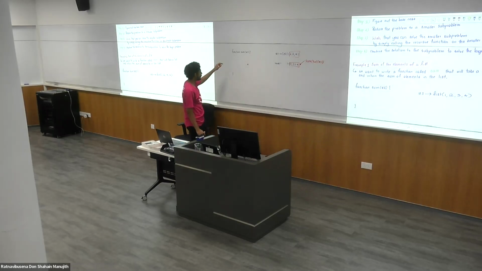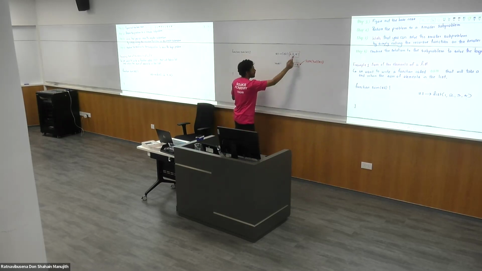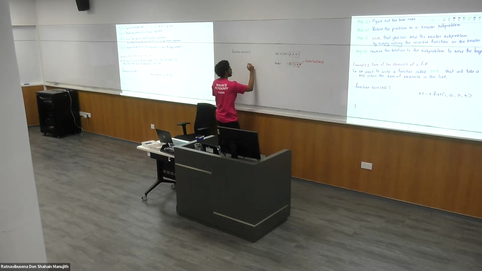Now look here. I want to sum xs. That means the rest of the sum comes from the tail of xs. So that means I would have the sum of the tail of xs.